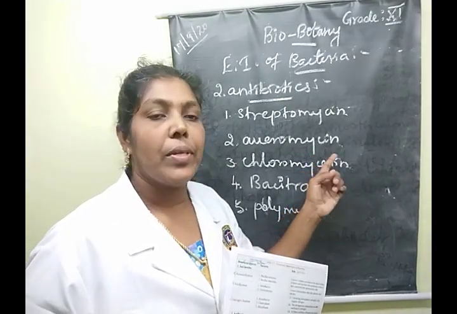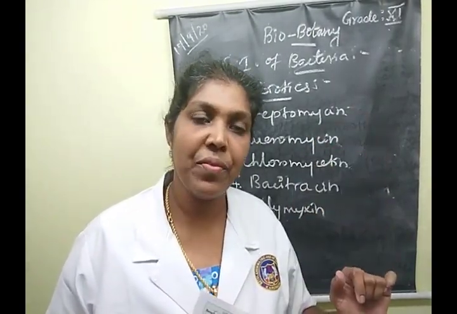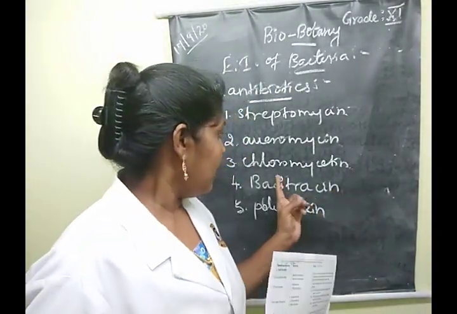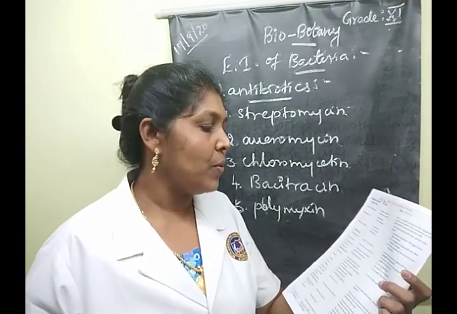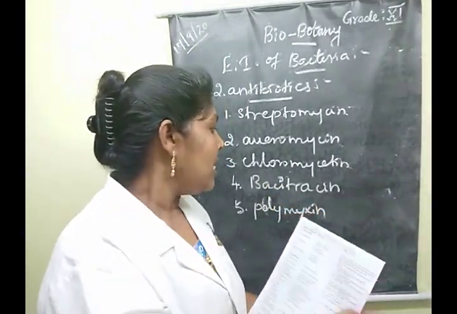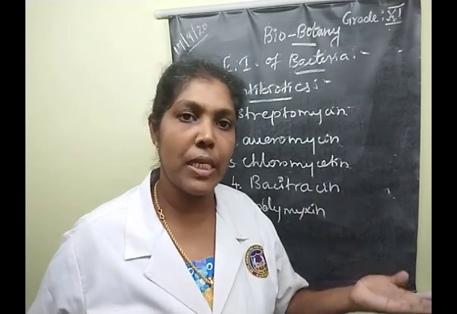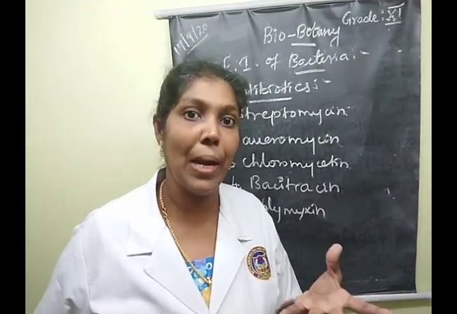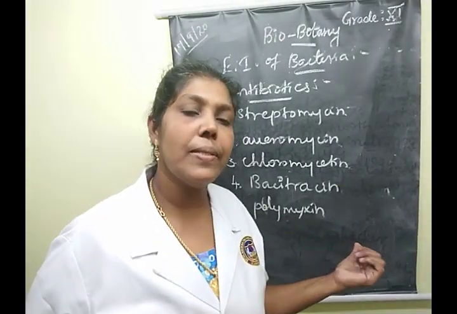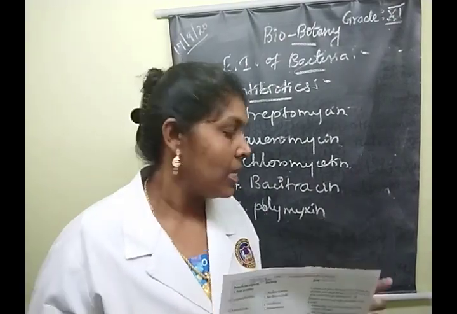Then aureomycin cures eye infection and whooping cough. Clear? Yes. The next one is chloromycin. This is used for typhoid fever. Mainly this antibiotic cures typhoid fever. Clear, children? Yes. Bacitracin cures syphilis, which is a sexually transmitted disease. Syphilis, okay? Then polymyxin mostly cures some bacterial diseases. Okay? Some bacterial diseases are cured by this antibiotic.